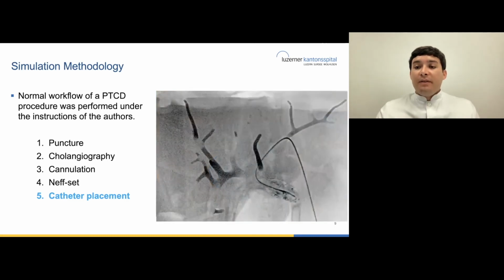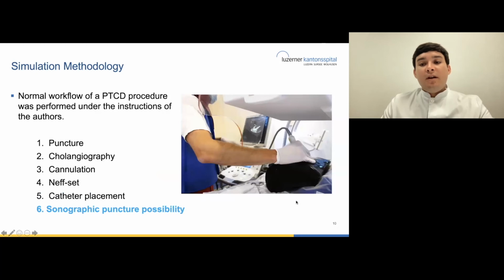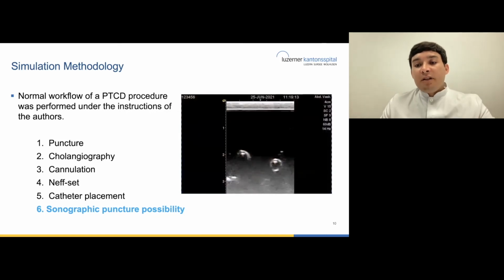The experts that tested the model were also asked to perform PTCD from the left side, and we found out that it was feasible, as you can see in this image. Also, there was a possibility to do sonographic puncture for the ones that prefer this method. They could do it from the left side, from the right side. And here is an image of the appearance of the distal branches of the biliary tree on the left lobe using a linear transducer ultrasound.